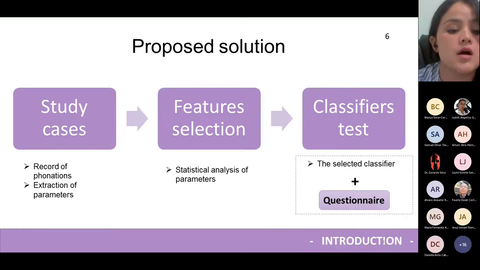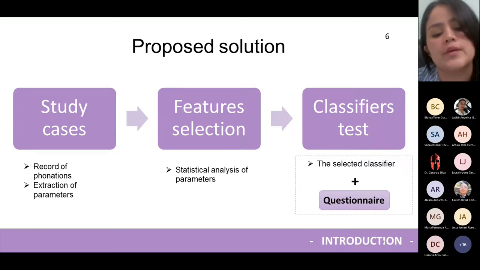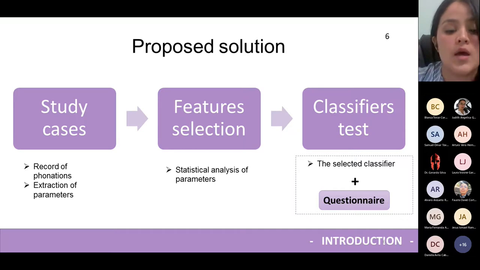And based on the statistical analysis, tests were carried out with eight types of classifiers, each one with a different kernel in order to evaluate their behavior. And a questionnaire complements the information provided by the anatomical and physiological variables measured. And the tool is based on a self-assessment to quantify the perception of vocal disabilities.